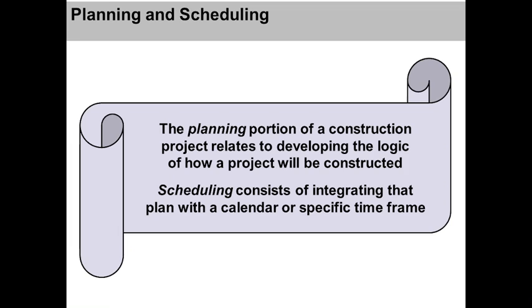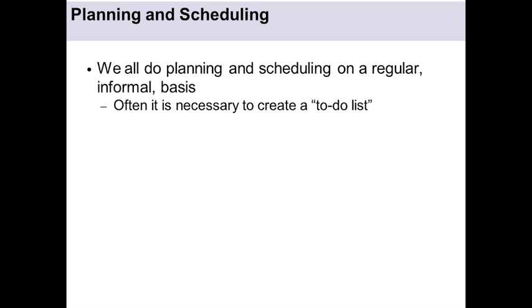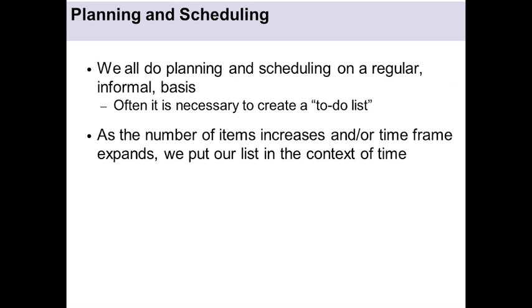So the planning portion of a construction project relates to developing the logic of how a project will be constructed, while scheduling consists of integrating that plan with a calendar or specified time frame. This is the basic difference between them.